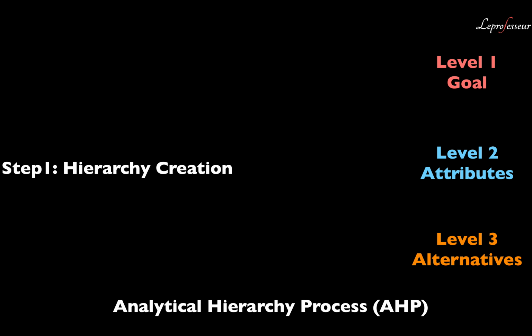So the first step for any AHP problem is to create a hierarchy where at level 1 of the tree network we have a goal, at level 2 attributes, and at level 3 alternatives.